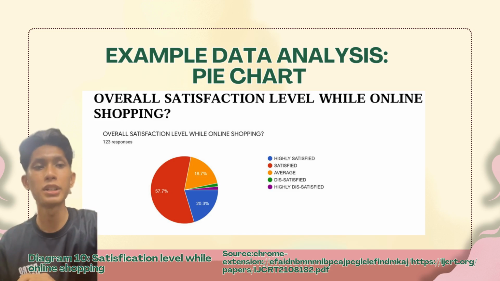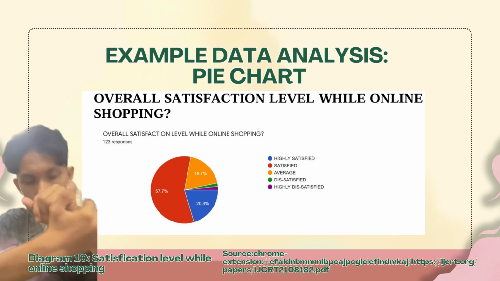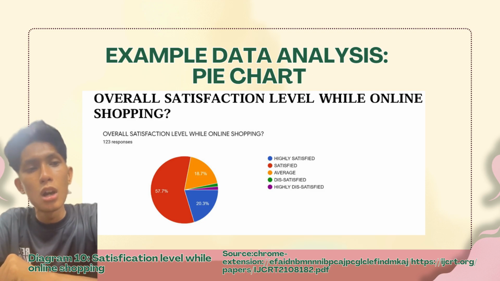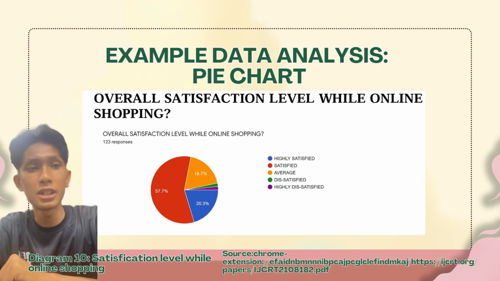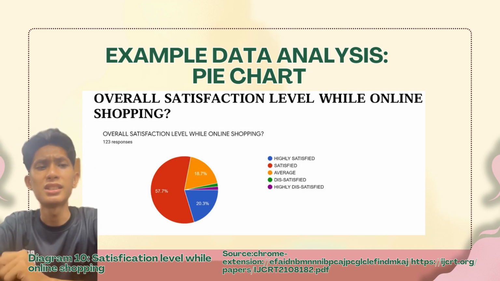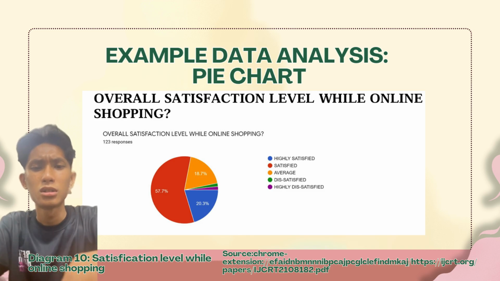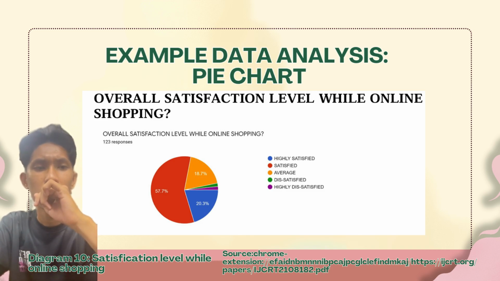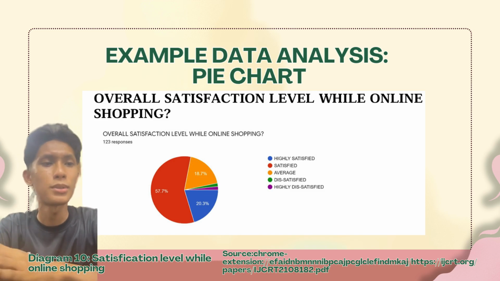Now, this pie chart shows satisfaction about online shopping at 57.7%. About 20.3% are highly satisfied, while 80.7% feel average. Only a small number are dissatisfied. Overall, online shopping shows a positive satisfaction level.